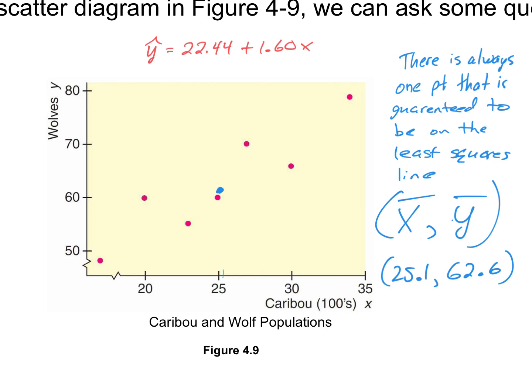Let me explain the difference between those red dots and that blue dot. The red dots are actual physical data pieces. The blue dot is a guess. It's about, but it will be on the least squares line. Everyone good with that so far?